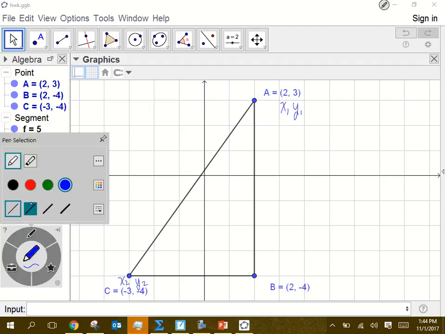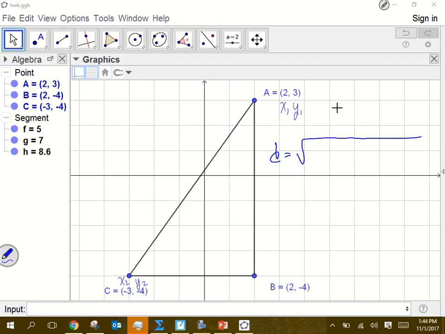Now as I do the distance formula, distance is equal to the square root of x2 minus x1. So take your x's and subtract them. What's negative 3 minus 2? Negative 5.